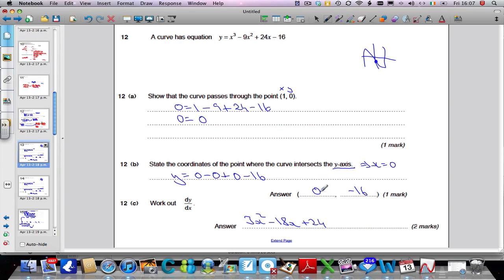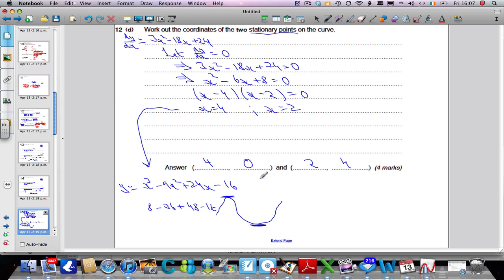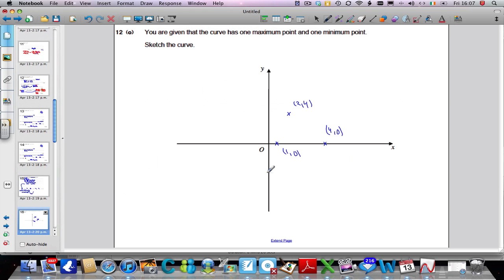Anything else we know? It intersects the y-axis at 0, negative 16. So 0 on the x, negative 16 here. That was the maximum, that was the minimum, so we can sketch our curve. It's going to come up through here, pass through the maximum, down here to our minimum, and then away off up in this direction. And there's your curve. Let's just use Autograph to see if we were correct.